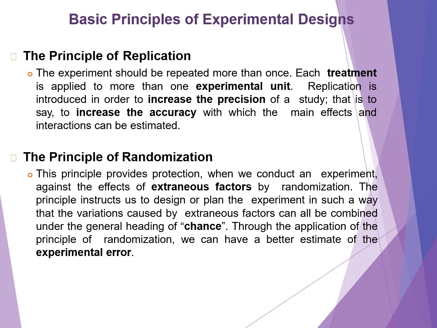And the principle instructs us to design or plan the experiment in such a way that variation caused by the external factor can be combined, that is it can also be measured under the heading of chance. And when we are going to measure the external factors data, we can eliminate the error from the final outcome. That is, we can have a better estimate of the experimental error.